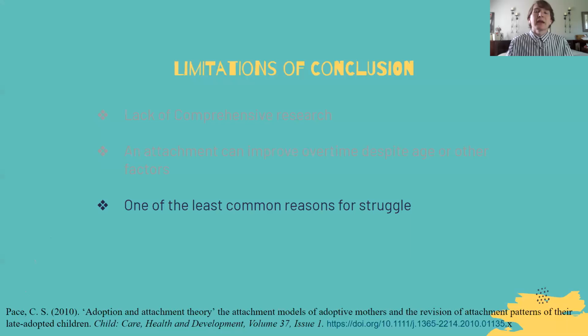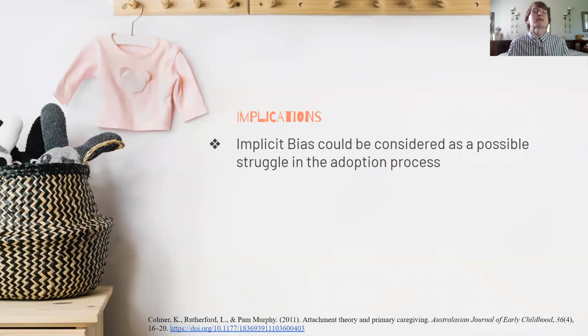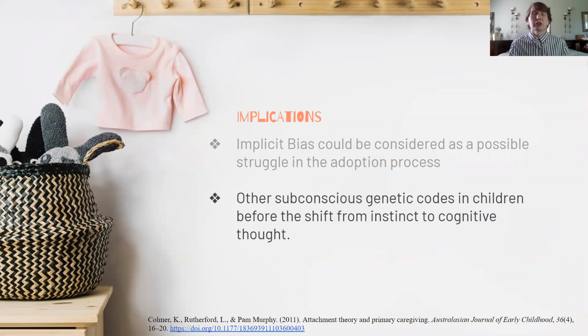And finally, implicit bias isn't the most common, and it is actually one of the least common struggles. So it doesn't come up as often, but it should be under review during the process. And that actually comes up in the implications of this conclusion, that implicit bias could be considered as a possible struggle in the adoption process and reviewed as such during adoption struggles. And second, that other subconscious genetic codes in children could be considered during that time period before cognitive development has fully propelled the child into a state of complete cognitive thought.